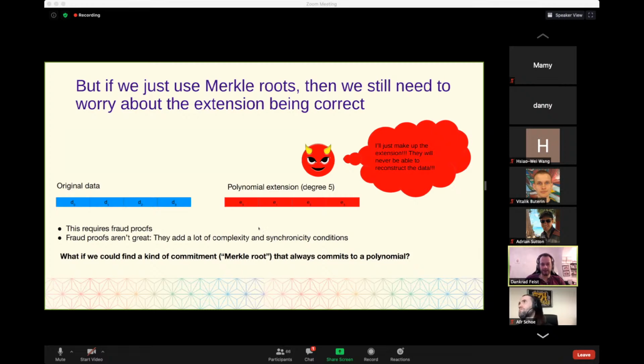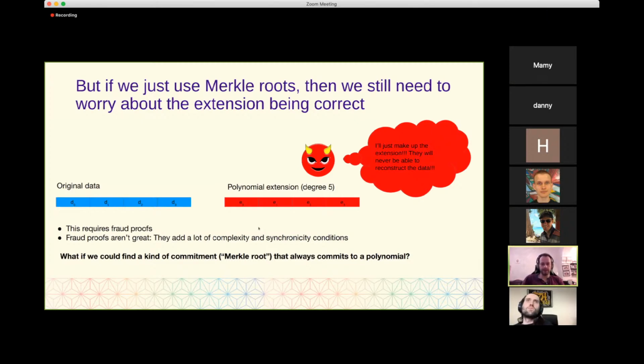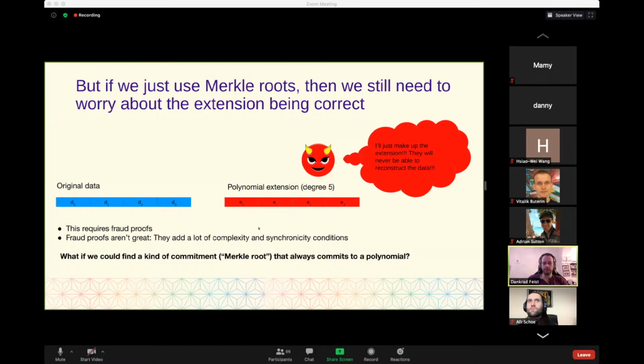So someone would have to collect enough data and send it to everyone to show that someone distributed the incorrect root. And the downside of that is that fraud proofs add complexity to the protocol, obviously, but also, more annoyingly, they add these synchronicity conditions: if you have poor networking or anything, you might miss the fraud proof and therefore think that the wrong chain is valid. So the question is, what if we could find a kind of commitment that always commits to a polynomial? That would be great. Then we wouldn't have that problem.